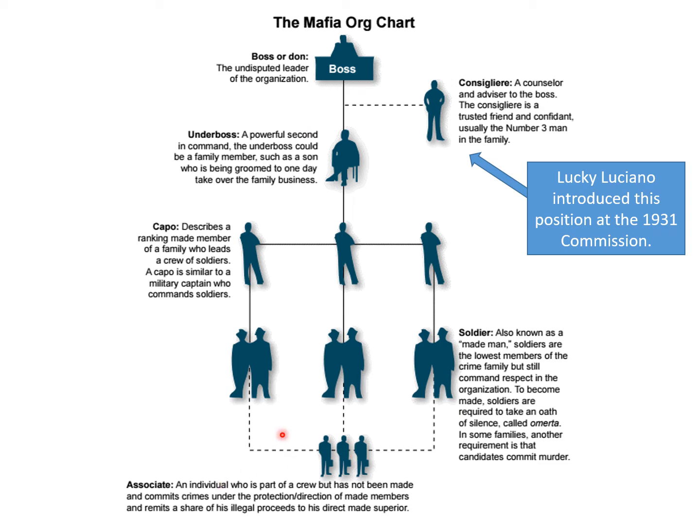At the very bottom you have the associates, who were part of the crew but they were not made men. They committed crimes and had the protection or the direction of the family, but they were not members of the family itself. They did get a lot of money from this, but they did have to pay quite a significant chunk of it to the soldiers or the people above them, who were the superior ranking people to them. So this is each of the groups.